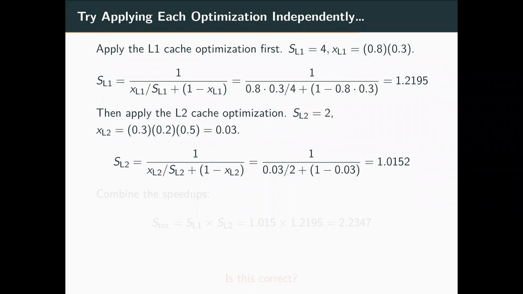Then let's apply our second optimization, the L2 cache. We speed up the L2 cache by 2, so that's the speedup of this optimization. We go back here, factor of 2. And X of L2 is going to be 30% of our program, and then it said of the remaining memory operations, so 20%. This is the complement of the 80%, I guess. And then half of those, so half of the extra 20%, and this is 0.03. Then we apply this and we get 1.0152. Then we combine them, just multiply them together, and we get 2.2347.